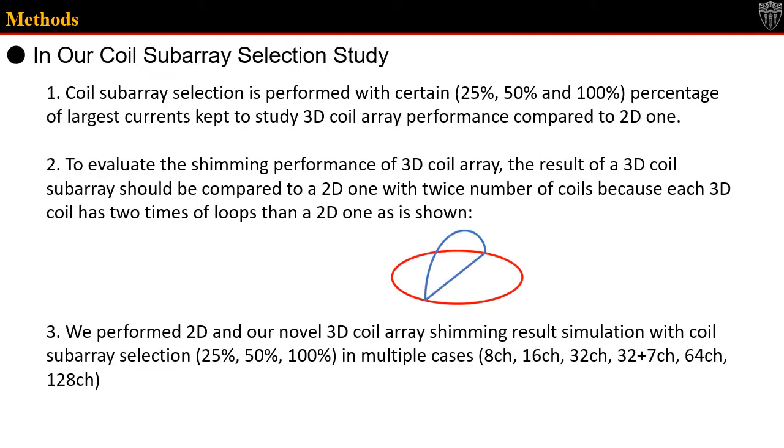In our coil subarray selection study, subarray selection is performed with a certain percentage of largest currents kept, to study 3D coil array performance compared to the 2D one. To evaluate the shimming performance of 3D coil arrays, the results of 3D coil subarrays should be compared to a 2D one with twice the number of coils, because each 3D coil has two times the loops of a 2D one, as is shown.